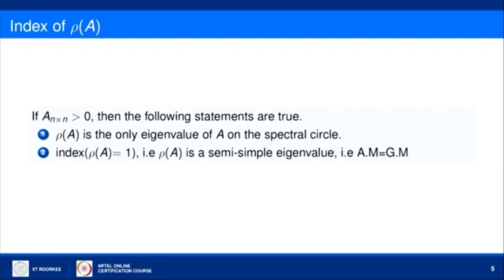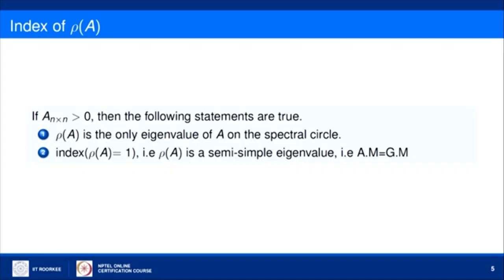The other one is that the spectral radius of A is a semi-simple eigenvalue. An eigenvalue is called semi-simple if its algebraic multiplicity equals its geometric multiplicity. So, we are not taking proofs of these two results, but we will take an example on these results.